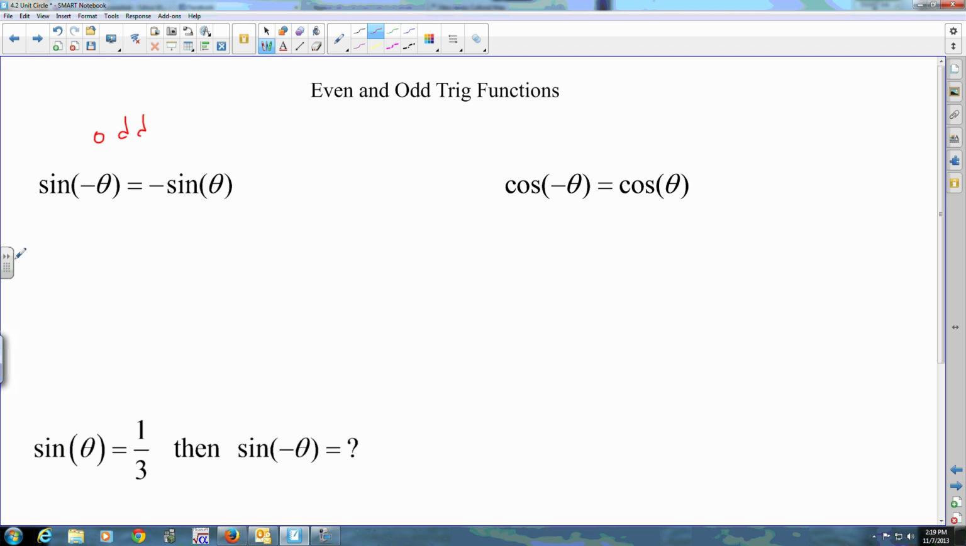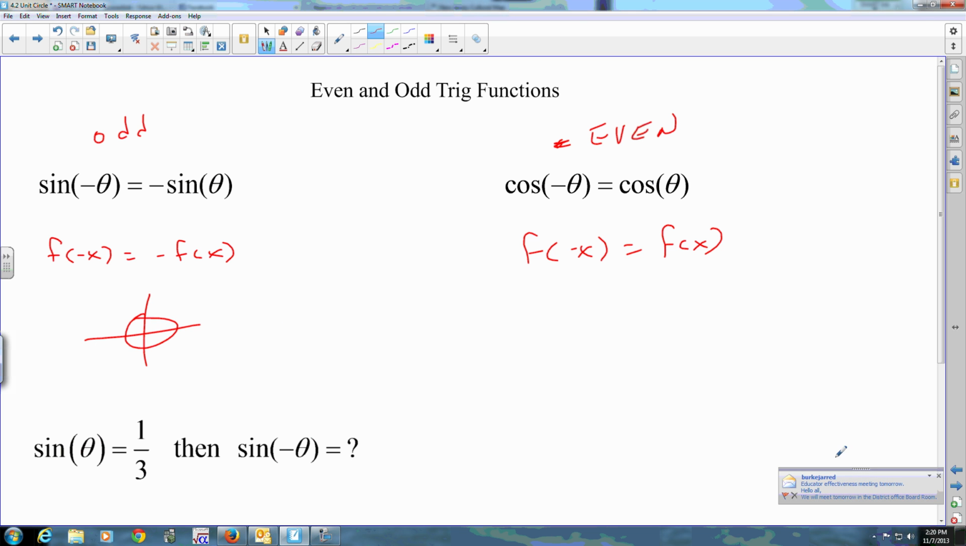Let's try this again. f of the opposite of x is equal to the opposite of f of x. This is an odd function. This is an even function, because f of the opposite of x is equal to f of x. So to prove it to you, draw an angle here. How about 30 degrees?